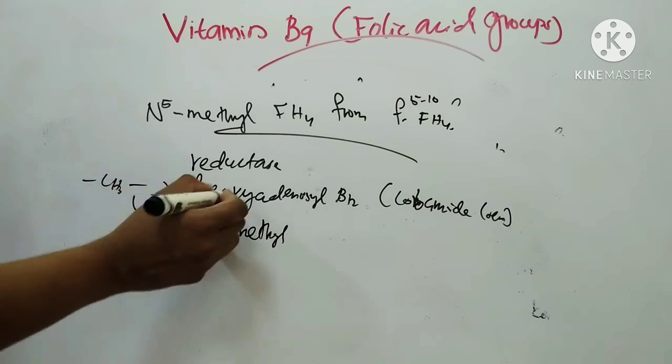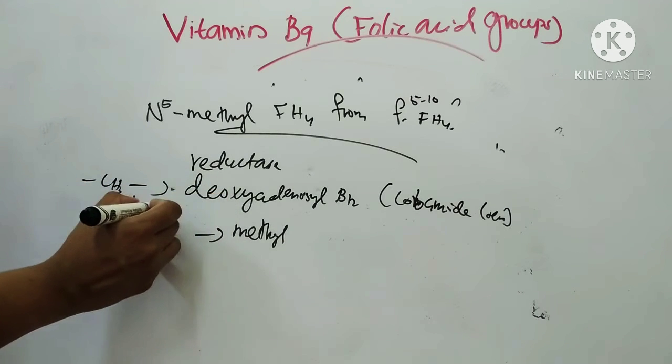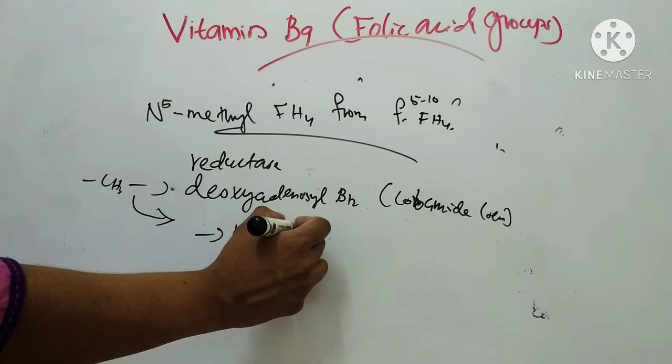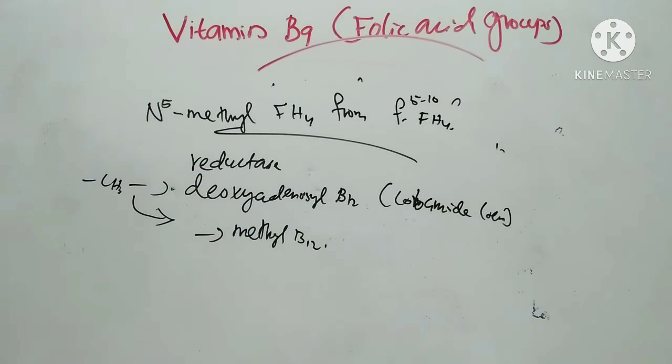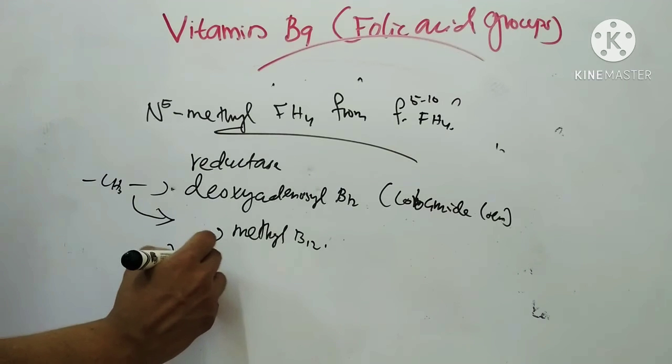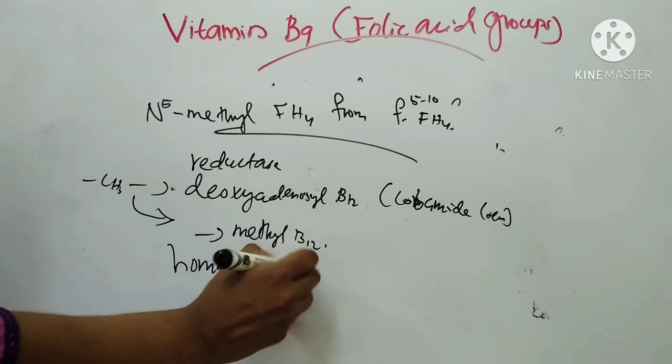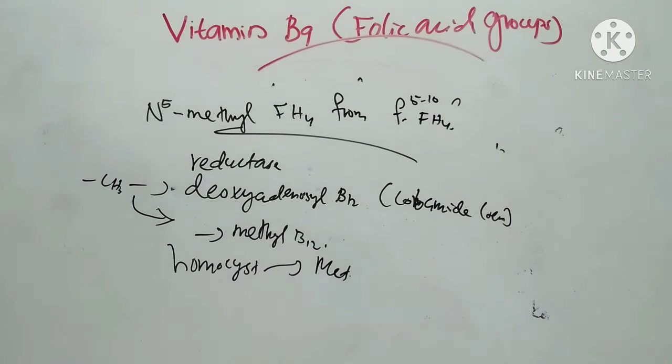The methyl group is transferred to deoxyadenosylbutol, forming methylbutol. This is an important donor of the CH3 group, as in the methylation of homocysteine to form methionine. That is the formation of N5-methyl FH4 from F510FH4.